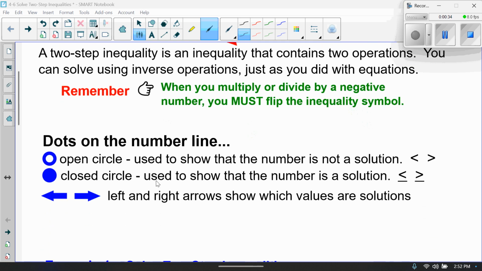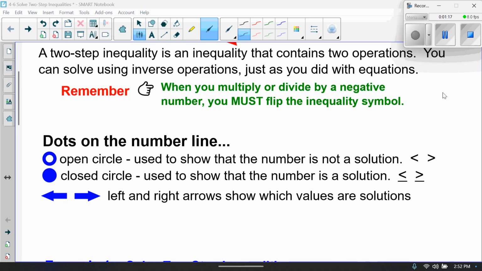Now, we did talk about this yesterday, but we didn't write it down, okay? So here it says an open circle is used to show the number is not a solution, okay? And when you look at your inequality, it just has the less than or the greater than, okay? Now, if it's a closed circle, that's used to show that the number is a solution. And when we look at the inequalities, it has a line underneath, which means the or equal to. Is everybody clear with that? Okay? And then, of course, when we shade to the left or we shade to the right, that shows which values are the solutions.